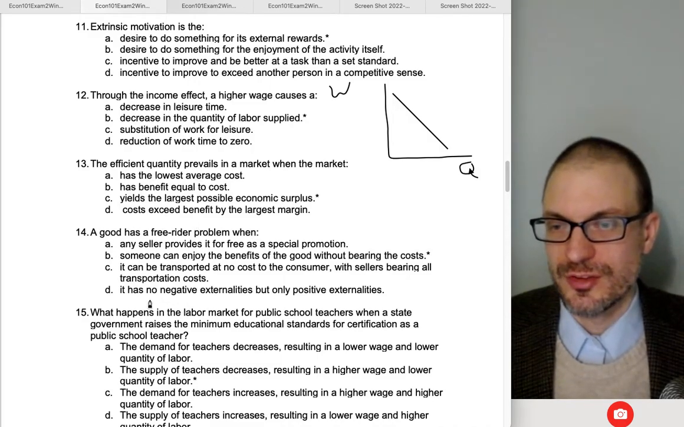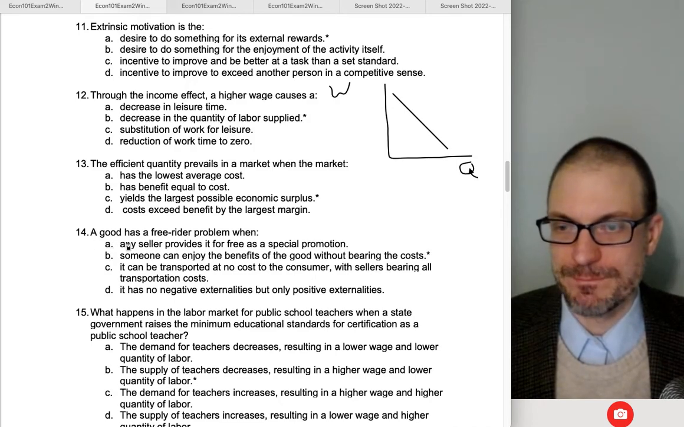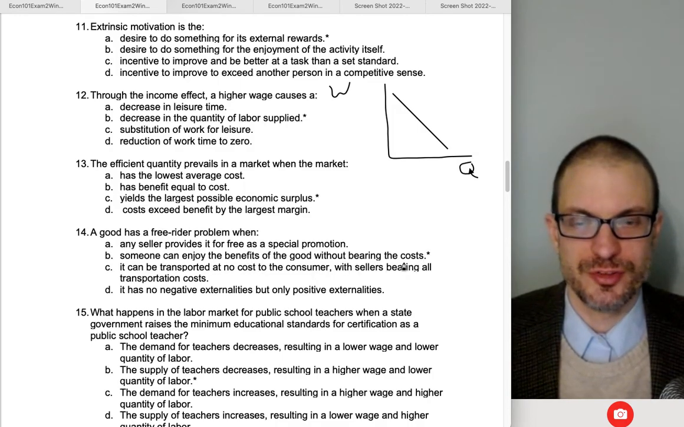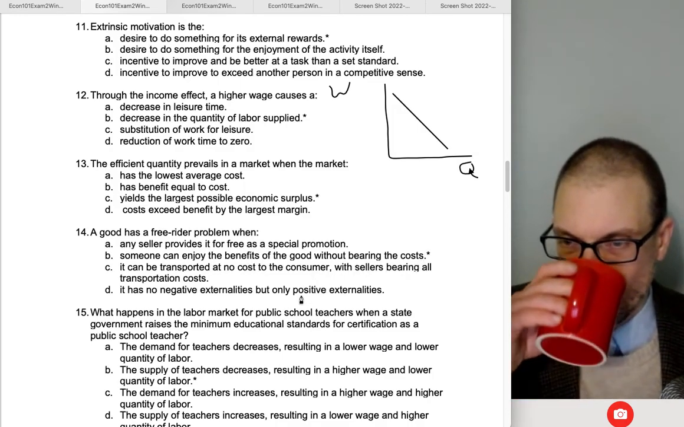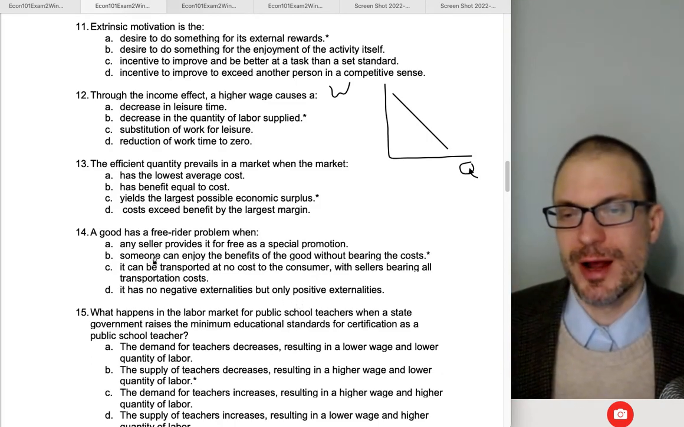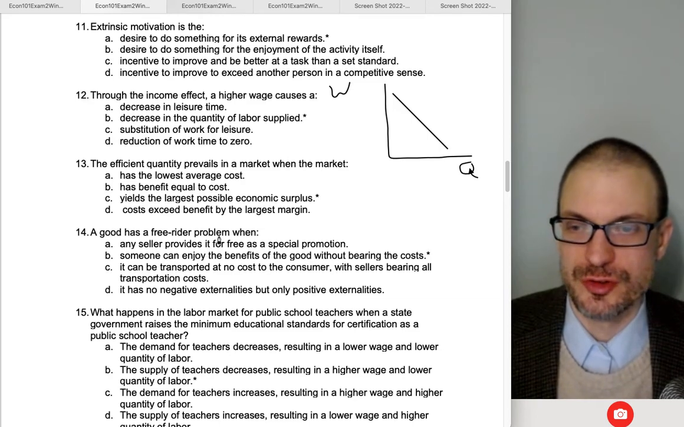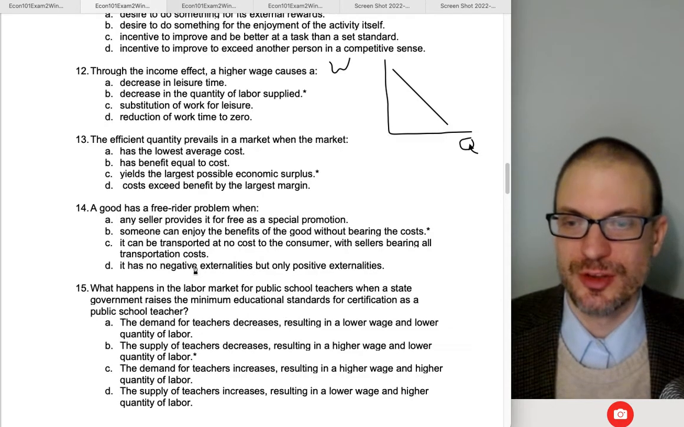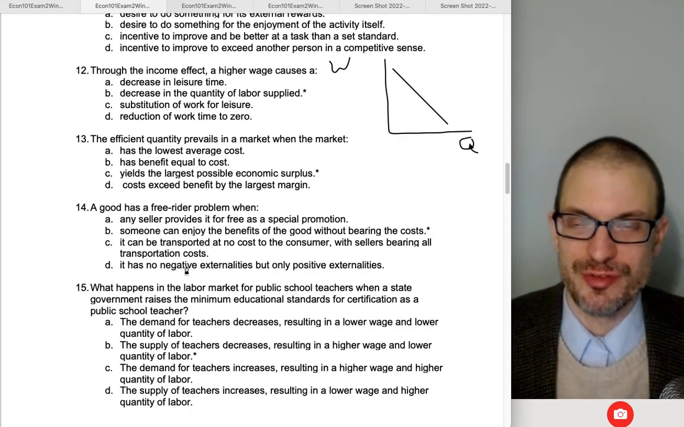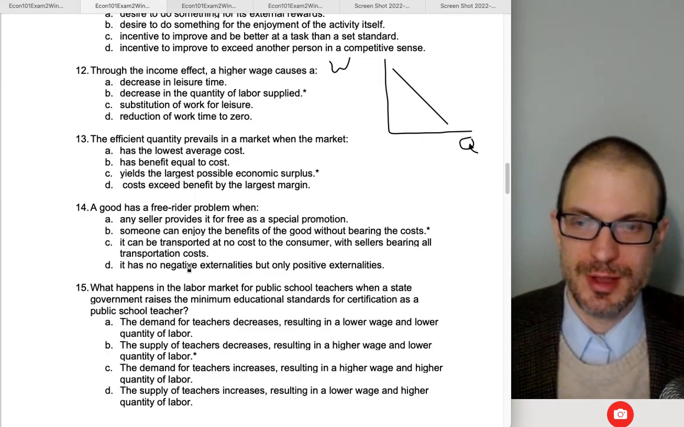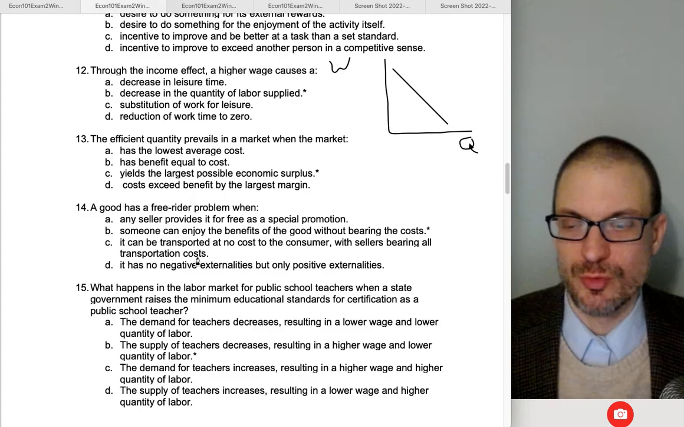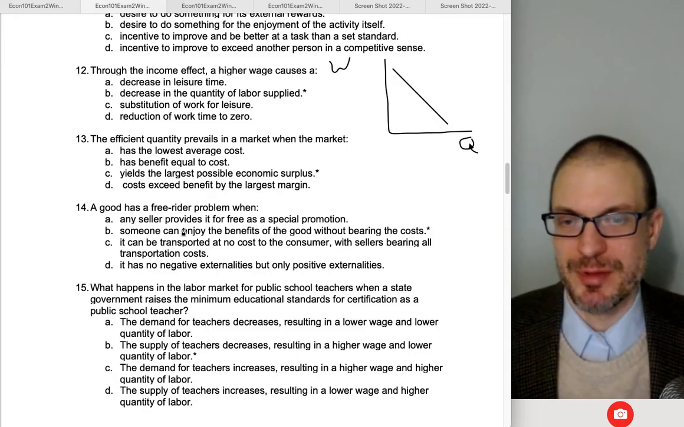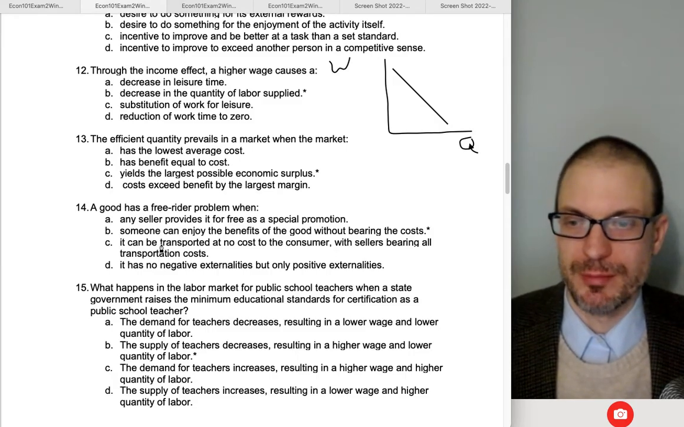All right, so a good has a free rider problem when someone can enjoy the benefits of the good without bearing the costs. That's true by definition. The free rider problem arises when you've got a non-excludable good. And then it becomes more of a problem in the public good, which is non-rival and non-excludable, because of the fact that it's also non-rival, people don't feel bad. So non-excludable means you can't limit who's able to consume the good. Non-rival means one person's use doesn't diminish how much remains for other people. And the free rider problem happens exactly when you've got a public good.